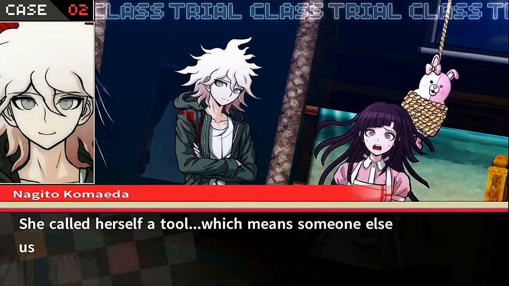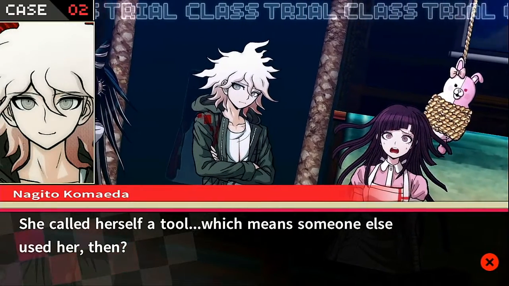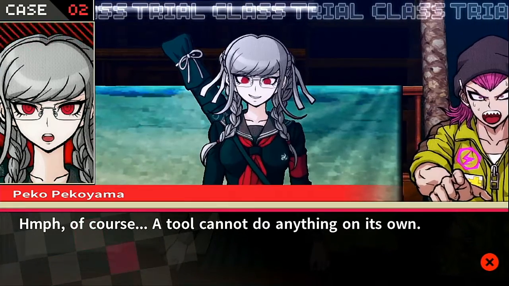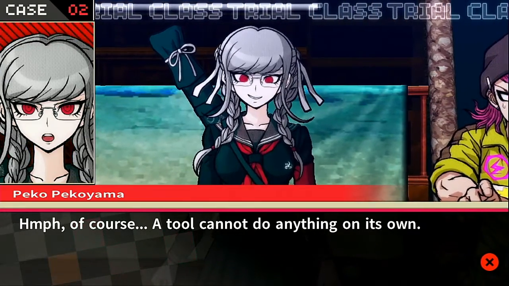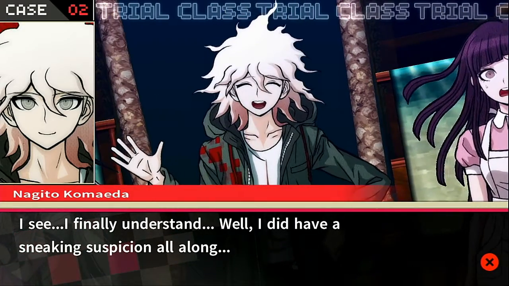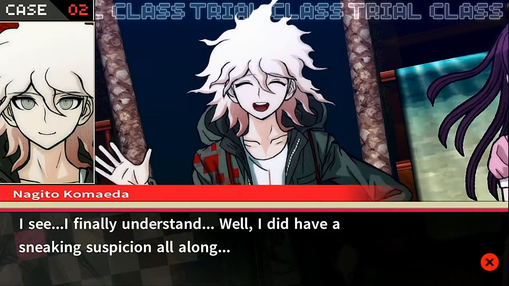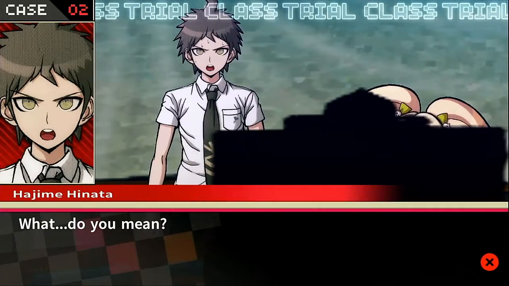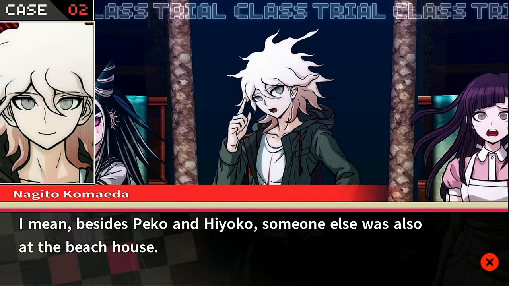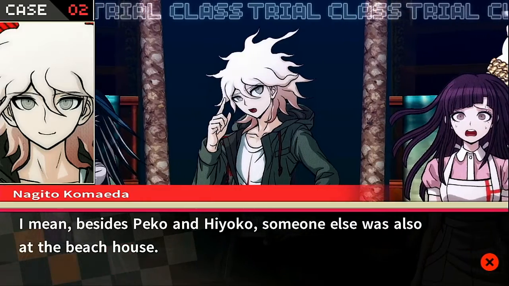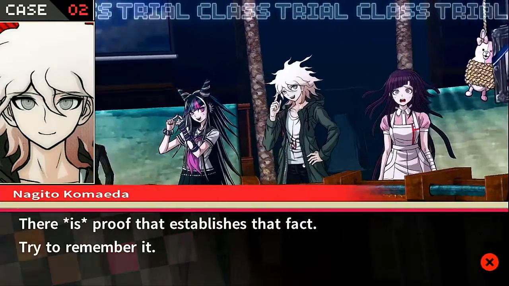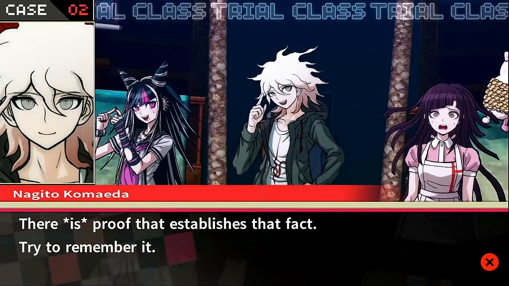She called herself a tool, which means someone else used her then? Of course. A tool cannot do anything on its own. I see. Finally understand. Well, I did have a sneaking suspicion all along. What do you mean? I mean, besides Peko and Kyoko, someone else was also at the beach house. There is proof that establishes that fact. Try to remember it.